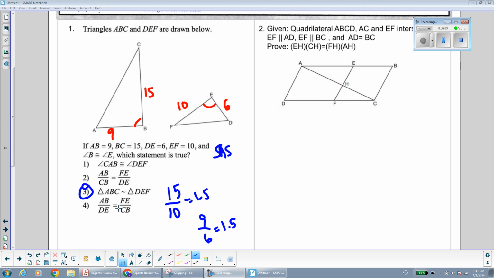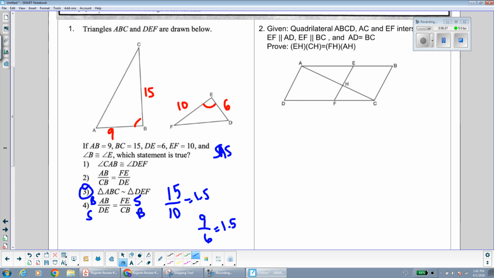This one over here has side from big triangle over side from small triangle, but then they have small over big, so that's not a correct setup. It needs to be the same on both sides. And number 1 would be if we prove the triangles congruent, then the corresponding angles would be congruent by CPCTC. That would be congruence, not similarity. And what we have here is similarity.